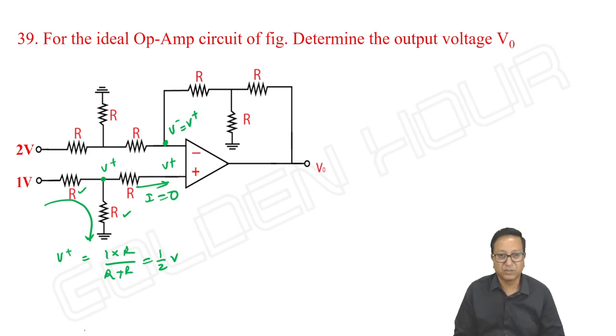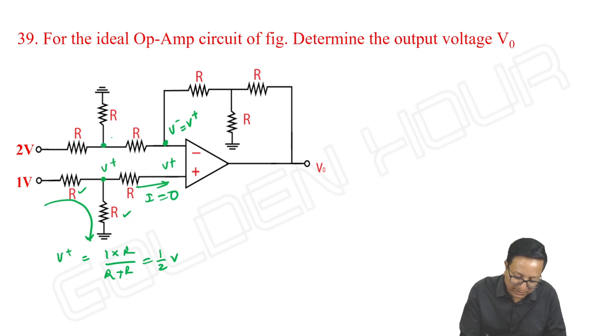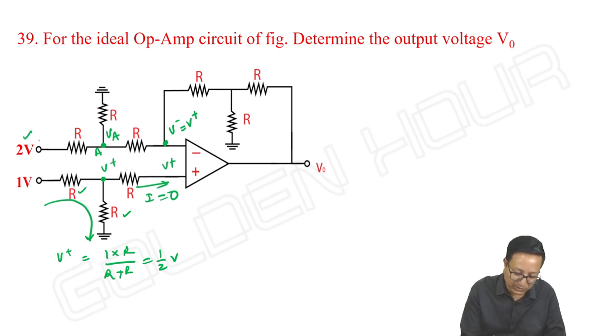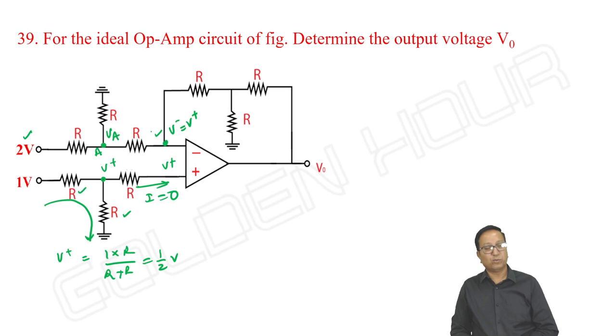And due to the virtual short, V minus is equal to V plus is equal to 1 by 2. Okay, then let me take this voltage as VA and this as node A. So this voltage is known, this voltage is also known, then the unknown is this voltage. By taking the node equation, we can find that unknown voltage.